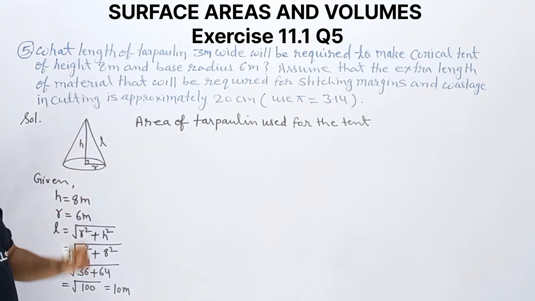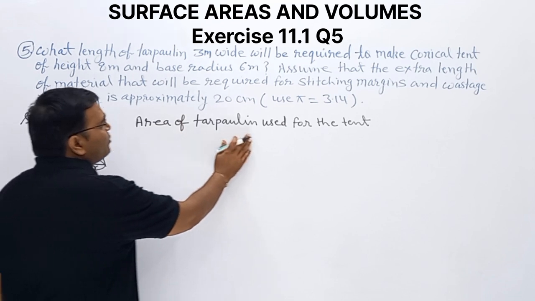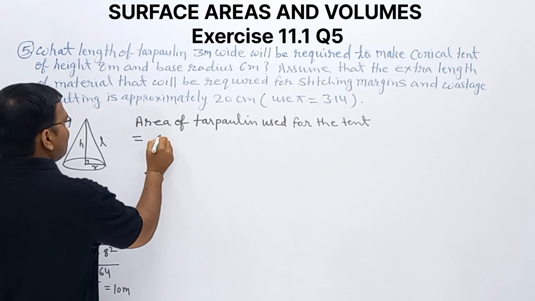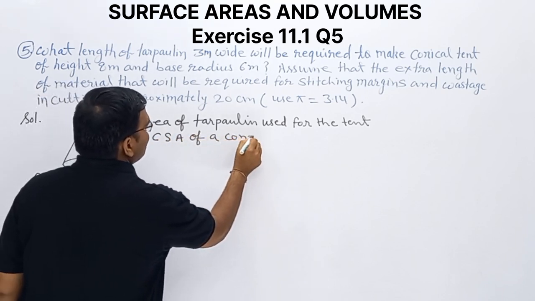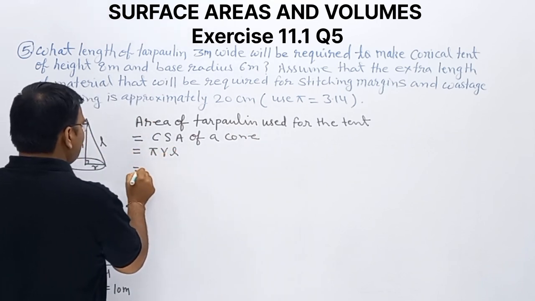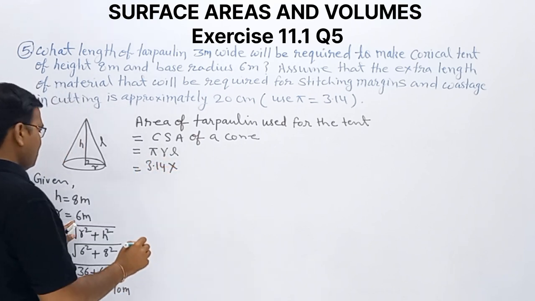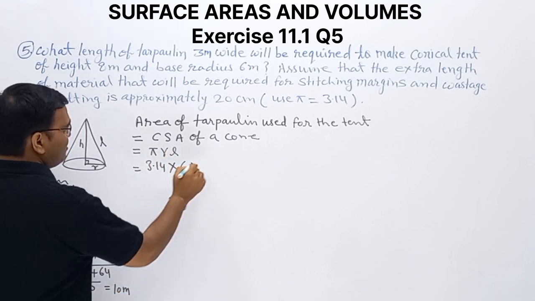So the area of a cone is... Curved surface area is pi r l, and that is the area of this tarpaulin. So area of tarpaulin used for the tent equal to curved surface area of a cone, and its formula is pi r l. Putting the values, pi is 3.14 given in the question. R value is 6 meter, the base radius of cone. L is the slant height we calculated as 10 meter.